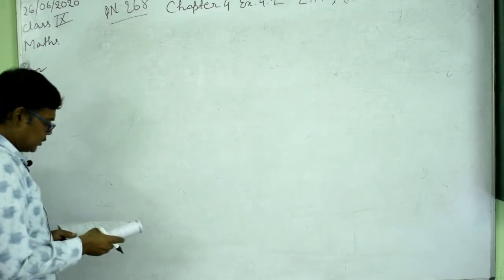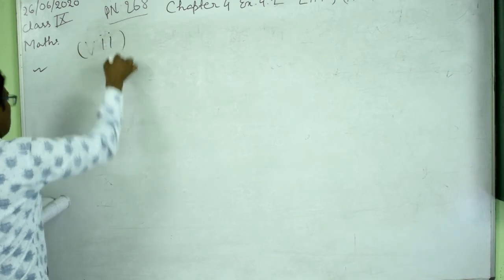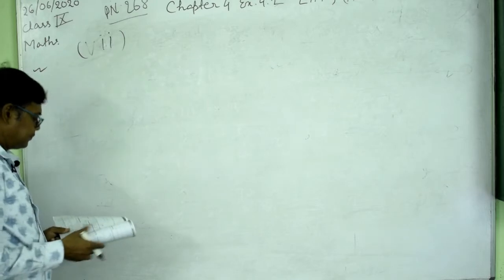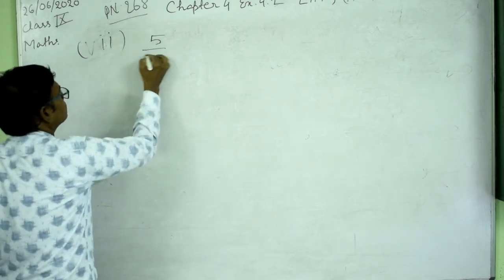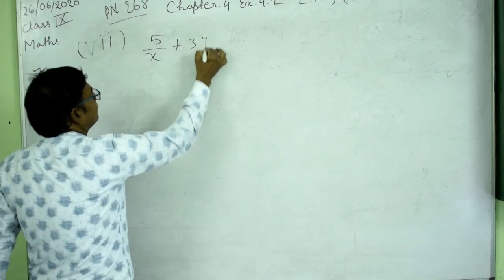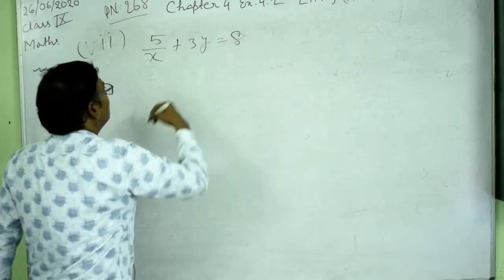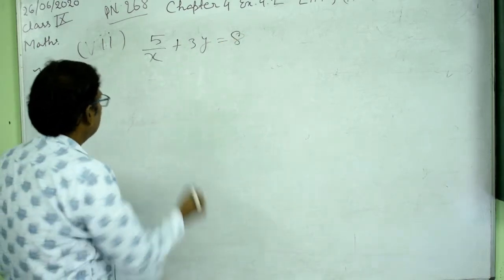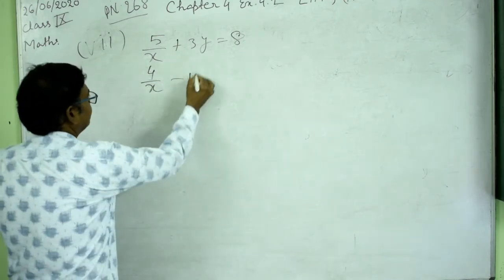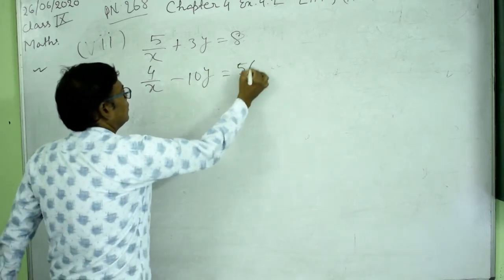So let us take the question number 7. Here you have 5 by x plus 3y equal to 8, and the other equation is 4 by x minus 10y, okay, 10y, so it is 56, right?